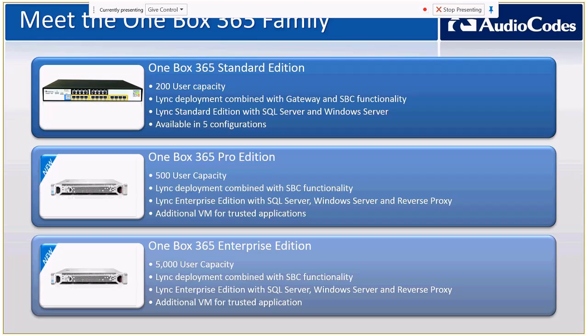The Professional Edition has a 500 user capacity. It has all of the session border controller functionality, but it does not have the gateway. So you'd have to add a gateway, which we'll go over in the next slides. And the Enterprise Edition is a 5,000 user capacity, and the same as the Pro Edition requires a gateway.